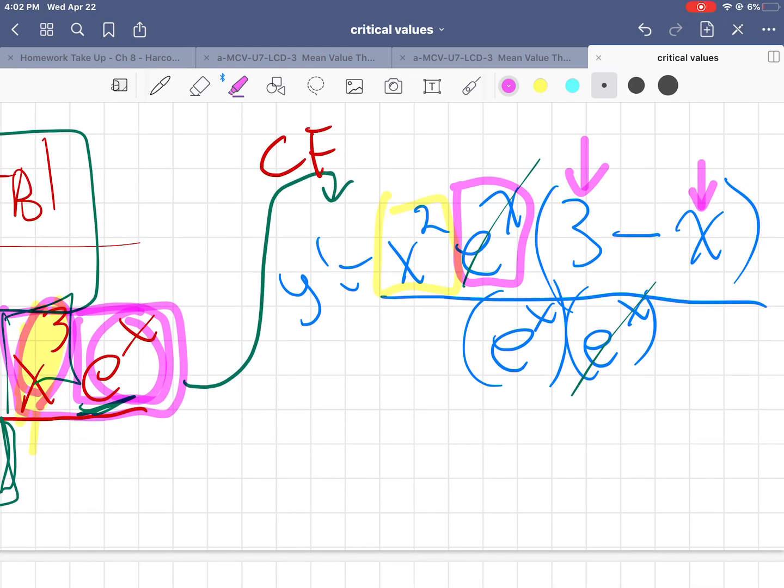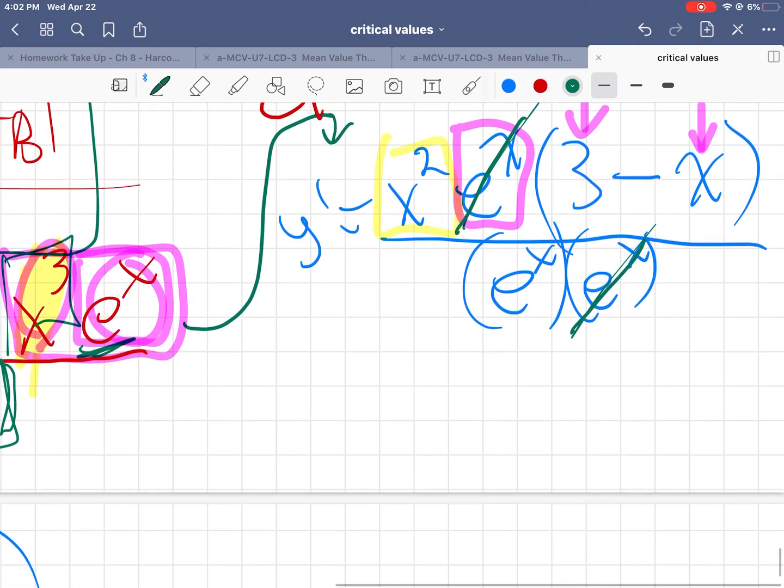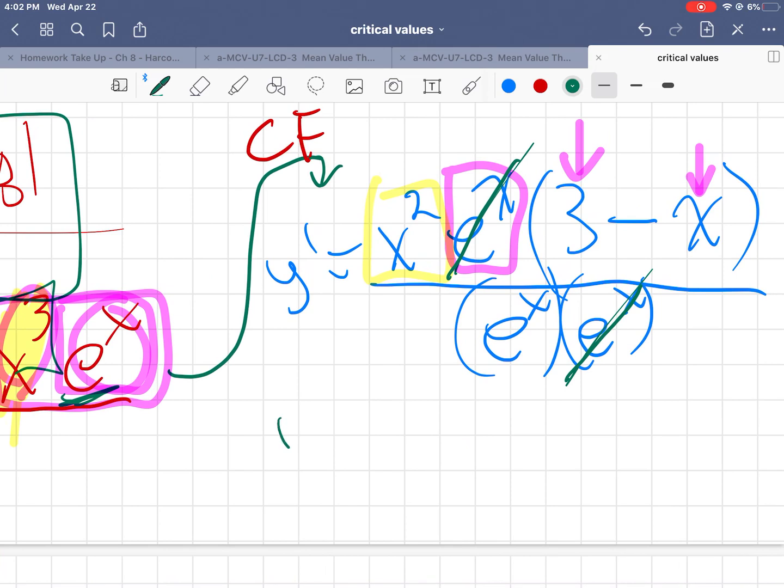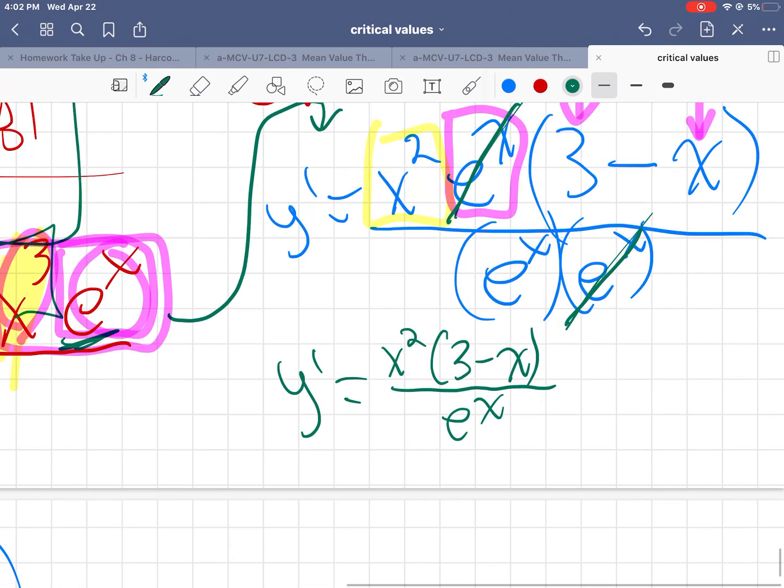Now, if you notice something, we factored out e to the x. So notice that I've got e to the x here, and then I've got an extra e to the x down there, so they can both divide out. So your final answer is going to be y prime equals x squared (3 minus x) over e to the x. Okay, folks? So you want to be able to simplify the quotient rule in that form.